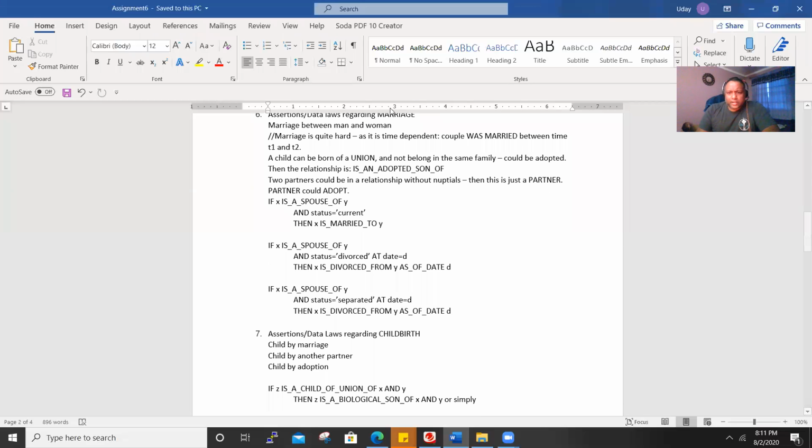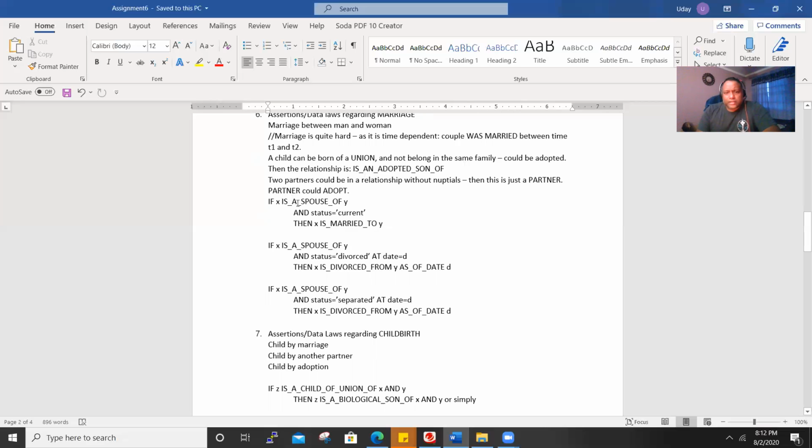And actually the relationship for spouse or marriage is very hard to write. Marriage is very hard as it is time dependent because the couple was married between time T1 and T2. So at that time, yes, they were married, but now they're not. A child can be born of a union and also need not belong to the same family. The child could be adopted, and the relationship is an adopted son of. So this is not the real son. Two partners could be in a relationship without nuptials, and then this is just a partner. A partner also could adopt a son.